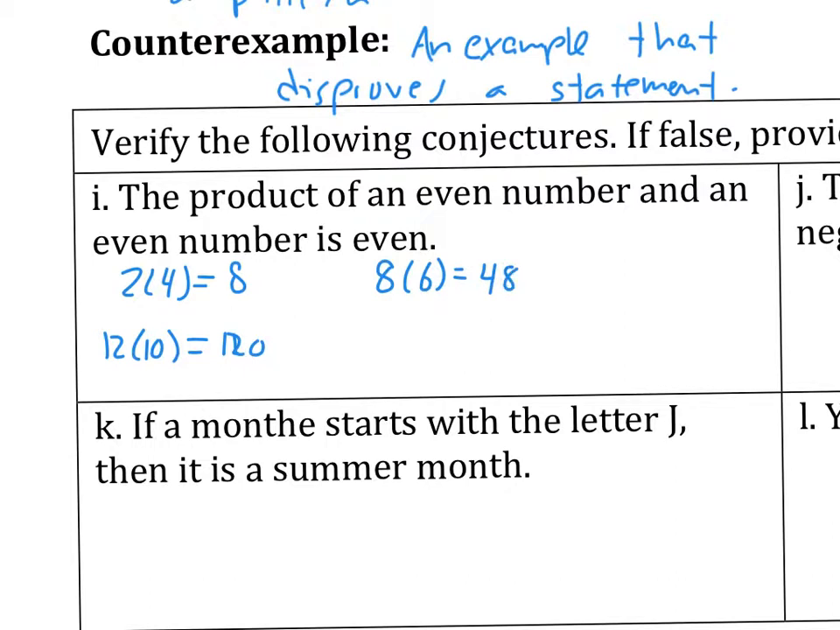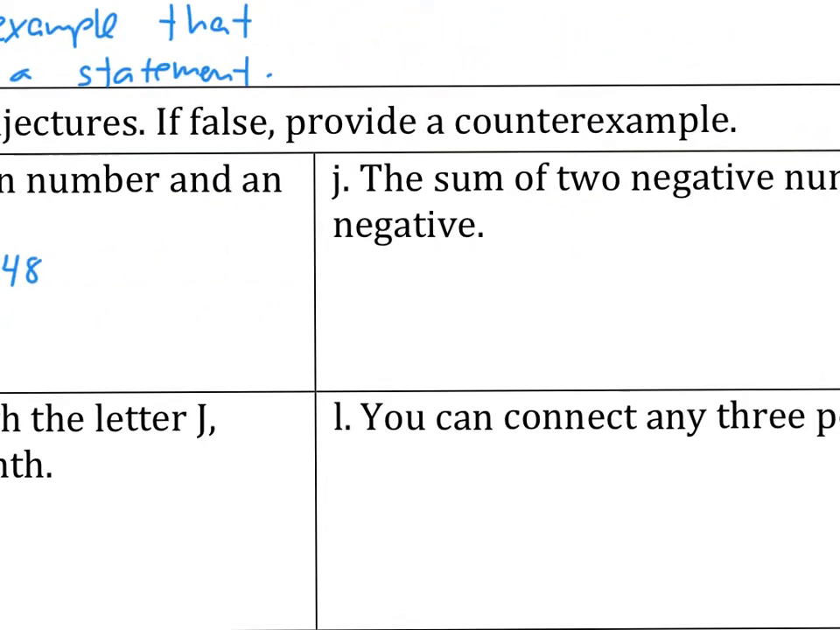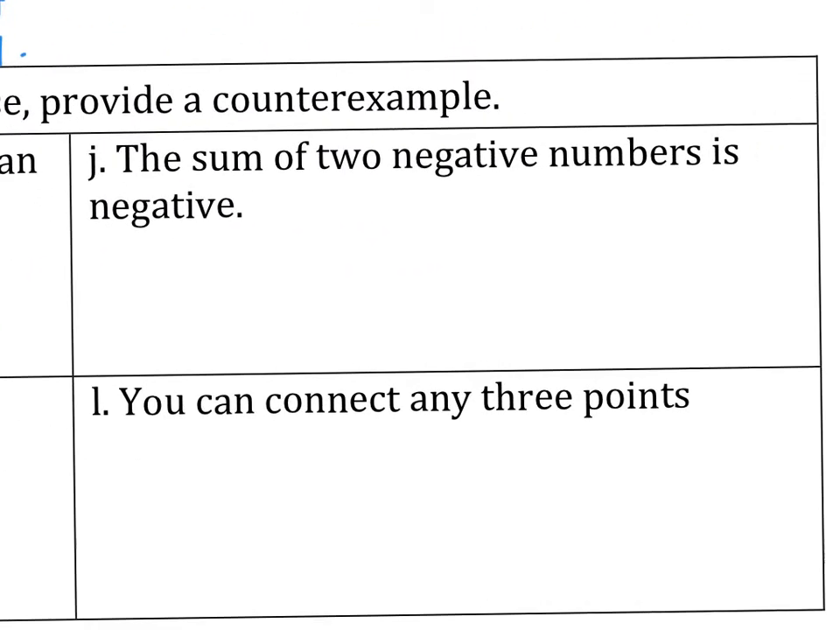So are there any other types of evens that I'm missing? Well, we could get into larger digit numbers. But at this point in time, we could probably say that yes, it's true. Now, there is a proof to it that requires letters, but we're not going to go into it. So at this point in time, I can't find, or I haven't found, a counterexample. But let's look at this one. The sum of two negative numbers is negative.